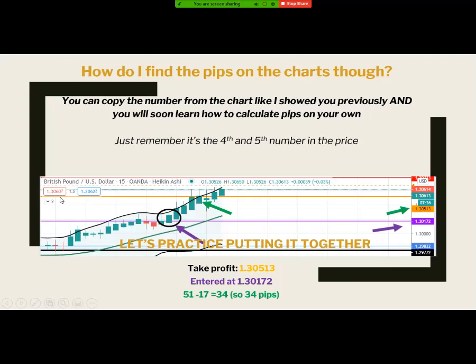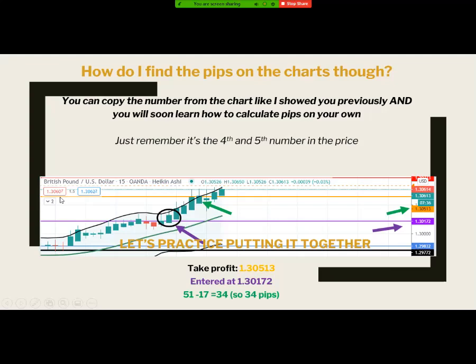It's basic subtraction, right? 51 minus 17 is 34. So it's 34 pips. I guess it's not that hard, y'all. 51, the fourth and fifth number, minus 17, and then subtract it. Get the difference, all right? And then when you go to your MetaTrader 4, you type this in as your TP, your take profit. This could be your stop loss. But this tells you how many pips you're going to get. It tells you the distance that you need to go, all right?